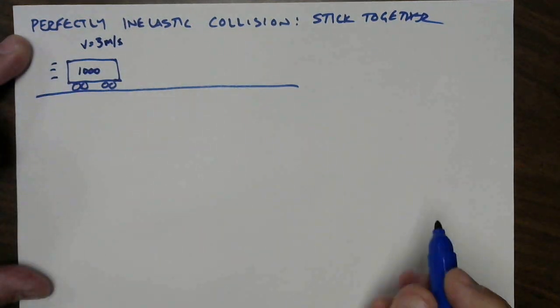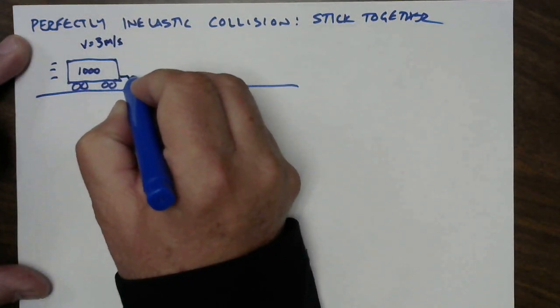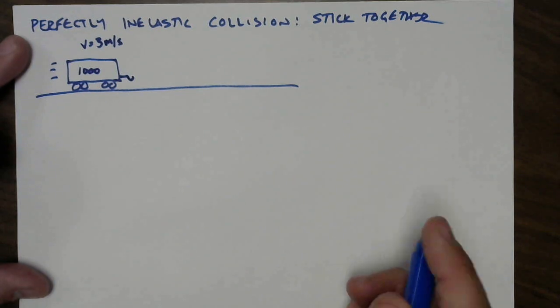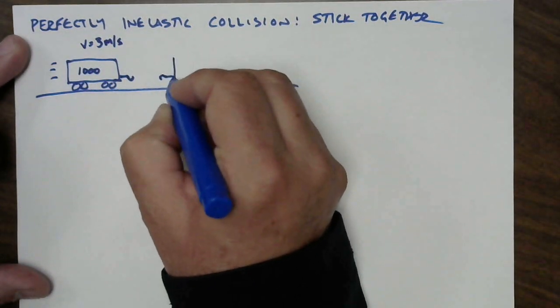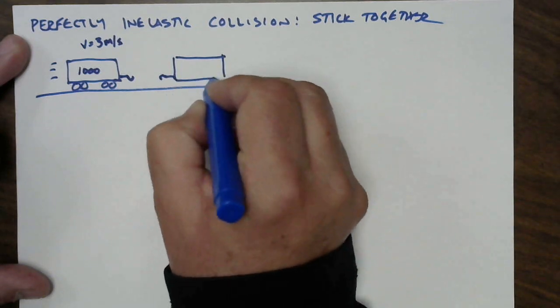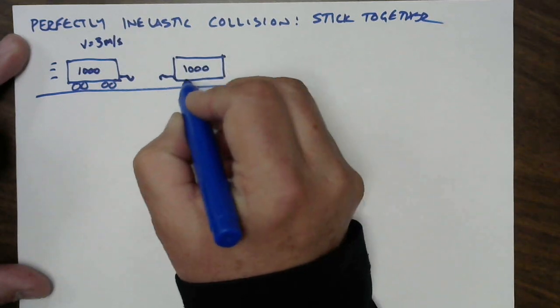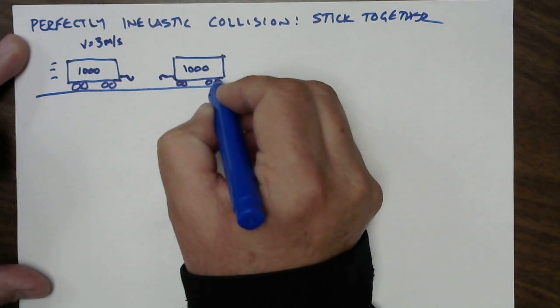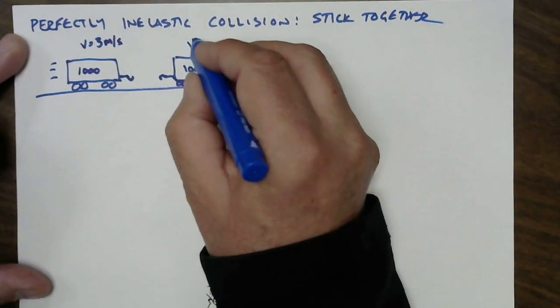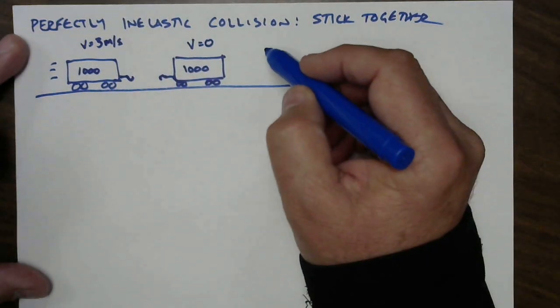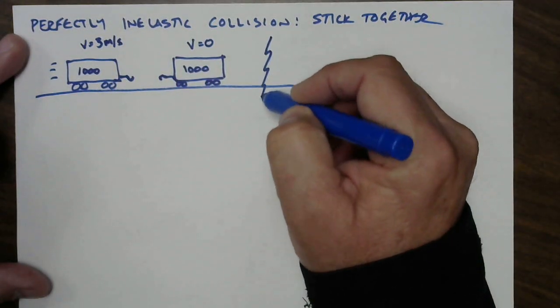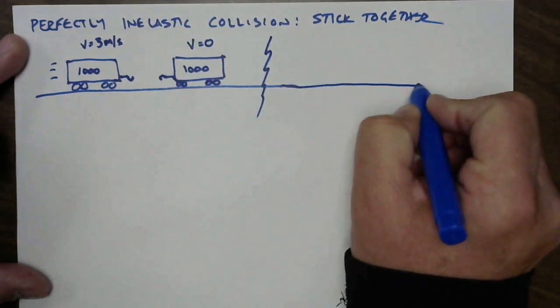That's a little faster than walking speed. That's trotting speed. And it's got one of those little claws on the front, the ones that lock to the claw on the other side, which is another boxcar. And this boxcar is also 1,000 kilograms. Let's say that's the mass of an empty boxcar. This one, however, is going to be at rest. Now, at some point, they're going to collide, and then they're going to lock together and move off together.